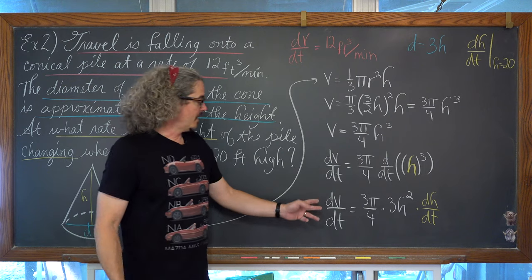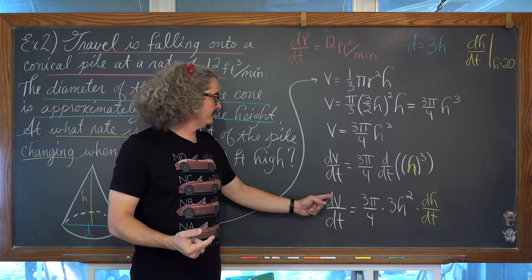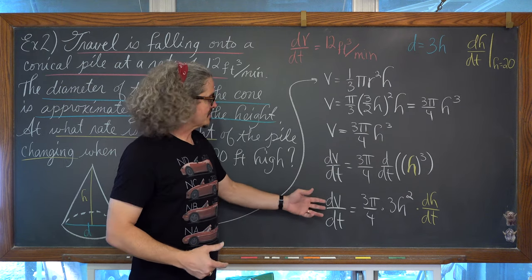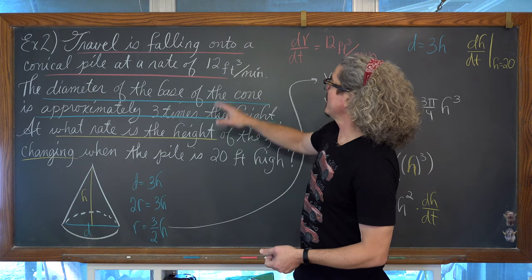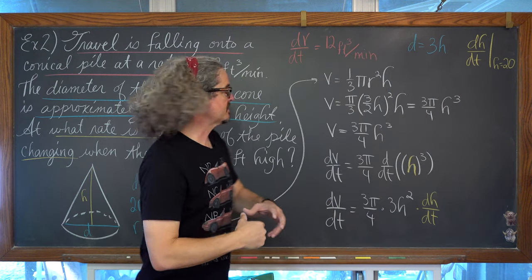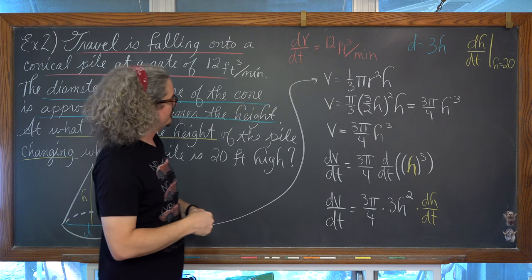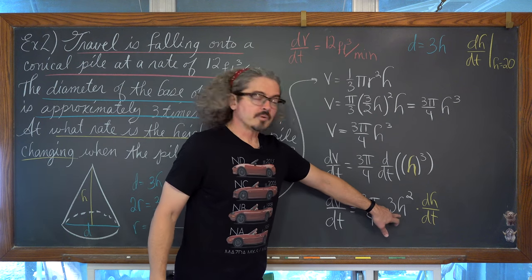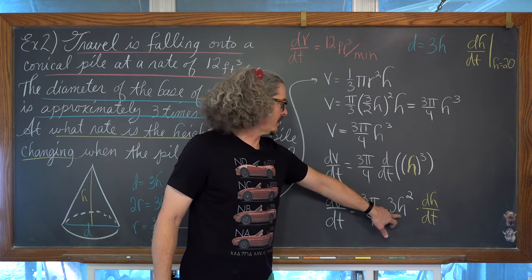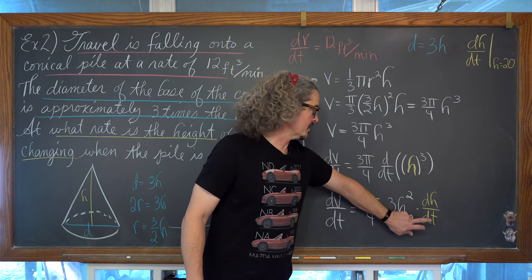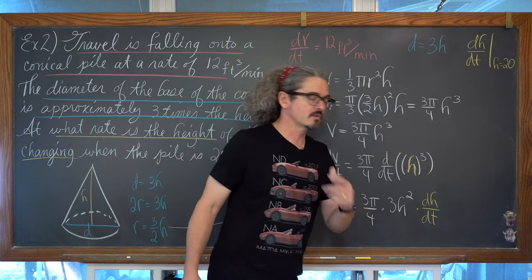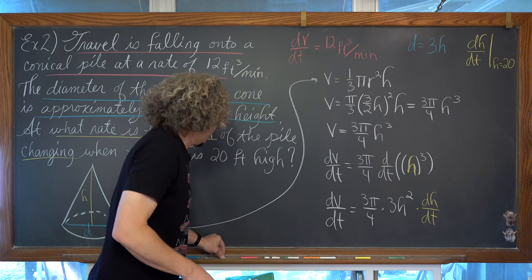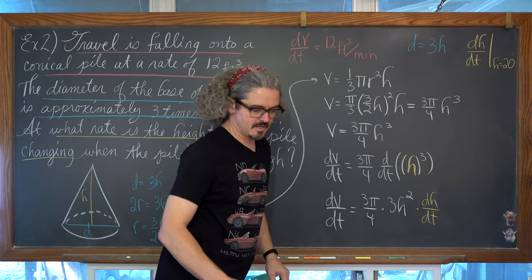So now I have a formula that's going to give us a rate of change for the volume. Actually, it's going to give us a place to plug in that rate of change of volume, which is a constant rate of 12 cubic feet per minute. We have a place to plug in the specific height of the cone that we were asked to work with, which was 20, and we're going to solve for dh dt, the rate at which the height is changing when the cone is 20 feet high.